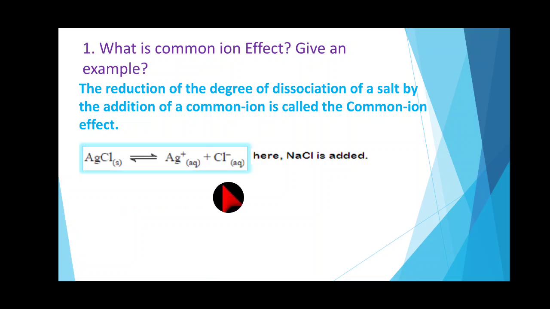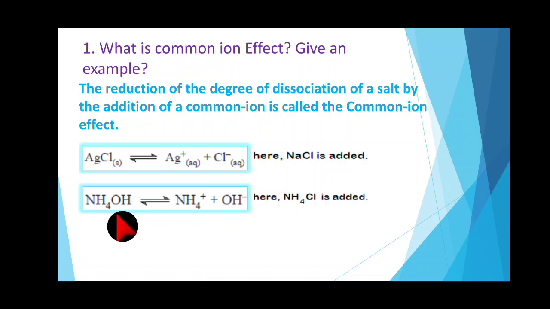So another example, ammonium hydroxide dissolves in water to give ammonium ion and hydroxide ion. When we add ammonium chloride, ammonium acts as a common ion. So the right side charge separation joins again, because ammonium concentration increases, the reaction shifts to the left hand side. We can get ammonium hydroxide.